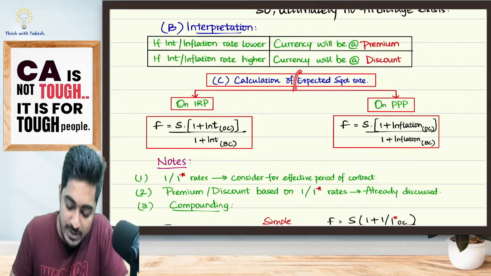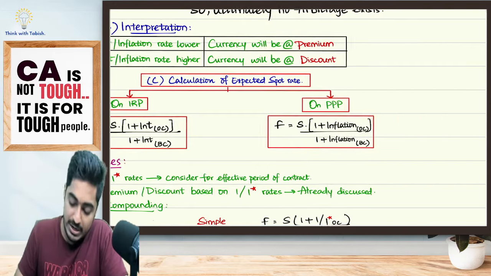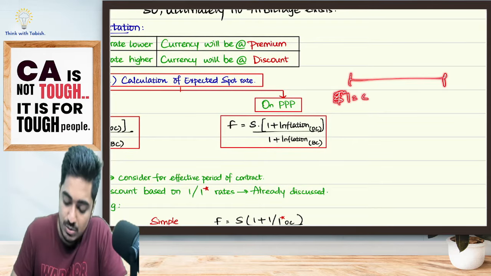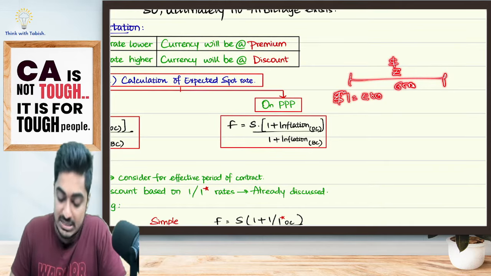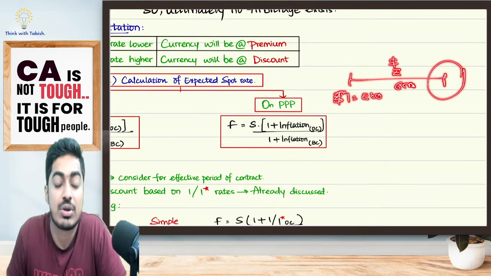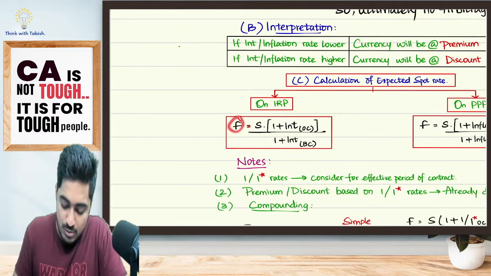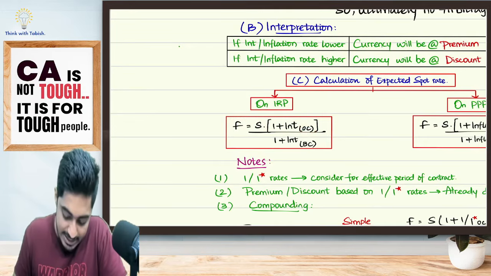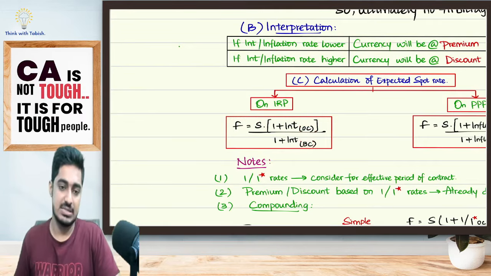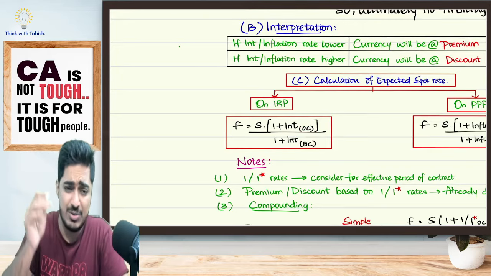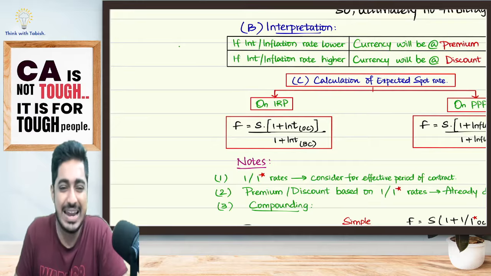Based on that, two calculations we have to do. First is calculation of expected spot rate or expected forward rate. In future, what will be the forward rate? Imagine today one dollar is equal to 80 rupees, and a 6 month contract is there. Dollar interest rate and rupee interest rate are given. Here, what will be the value of dollar? How do I calculate? Simple formula: forward rate is equal to spot rate into 1 plus interest rate of other currency divided by 1 plus interest rate of base currency. Which one will be numerator, which one will be denominator?